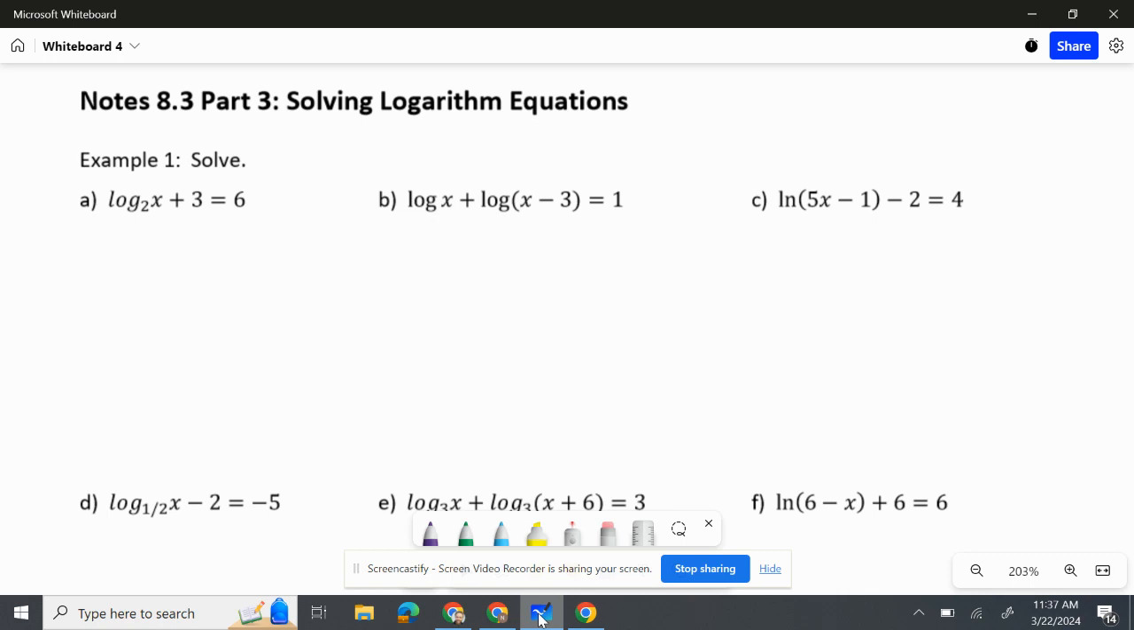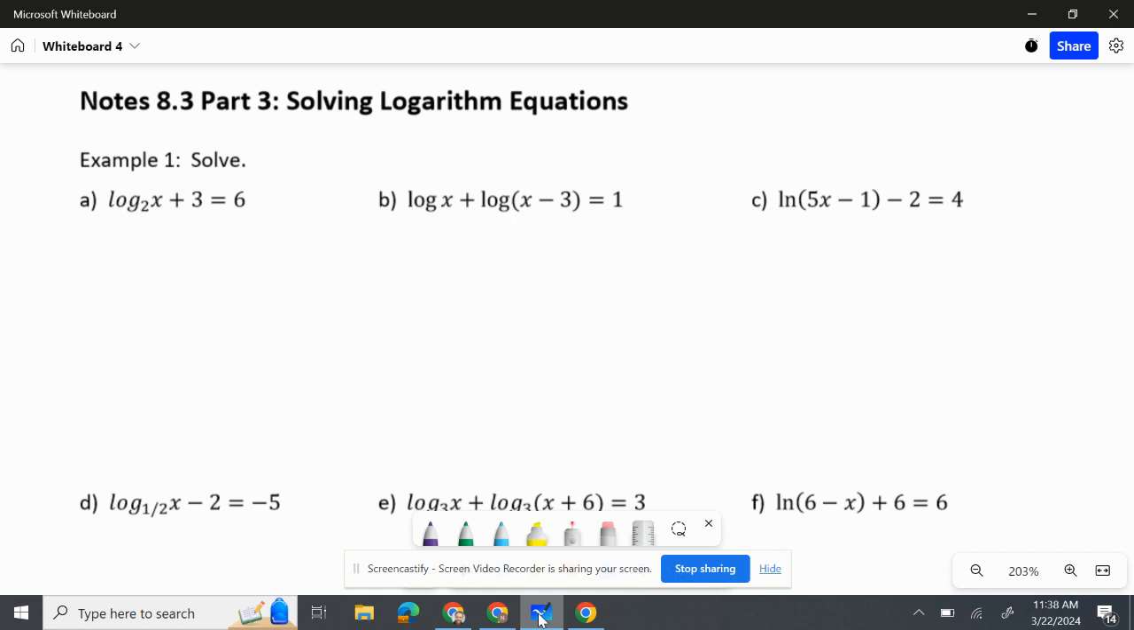We're going to continue solving logs. This time what we have are log equations. So that means that the opposite operation would be using exponents. So we're going to be using bases in order to get rid of the logs. But our first step is always to get the log by itself.